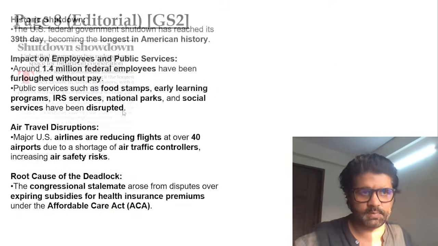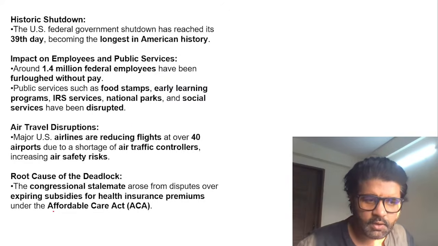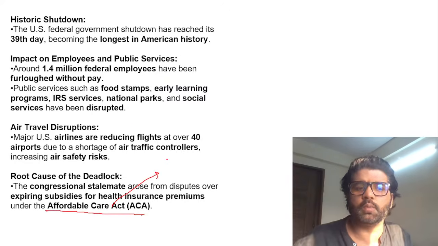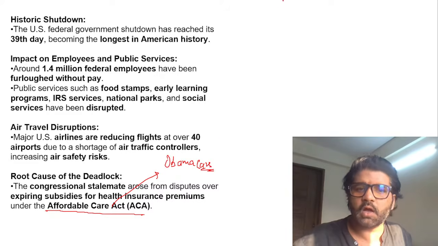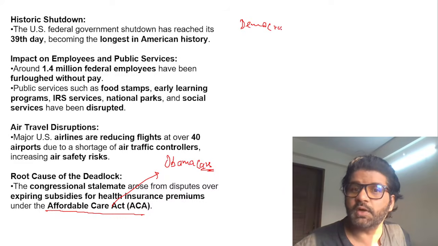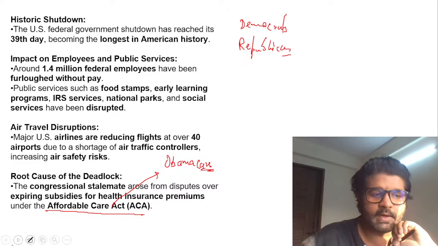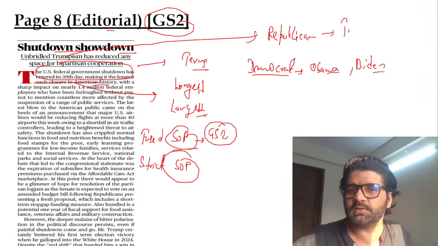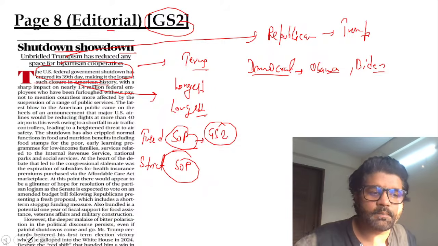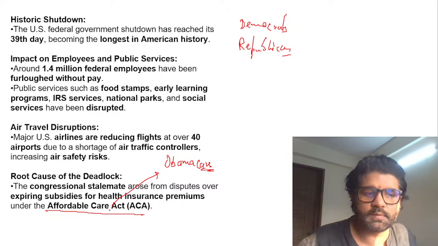So in the American legislature, which is known as Congress, there has been a stalemate over the Affordable Care Act, which was also known as Obamacare. So you can understand Obamacare. Now the fight is between Democrats and Republicans. We have to understand how these shutdowns occur. This is the Affordable Care Act, this is Obamacare. Obama was a Democrat, and now currently the government is of Republicans. Trump. So obviously Trump will not like to continue something which was done by a Democrat. And that is what is happening.